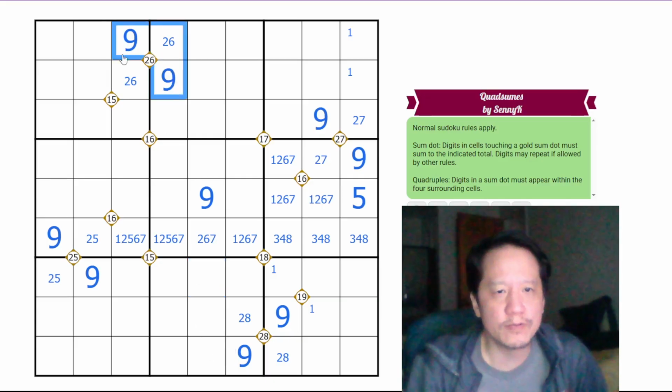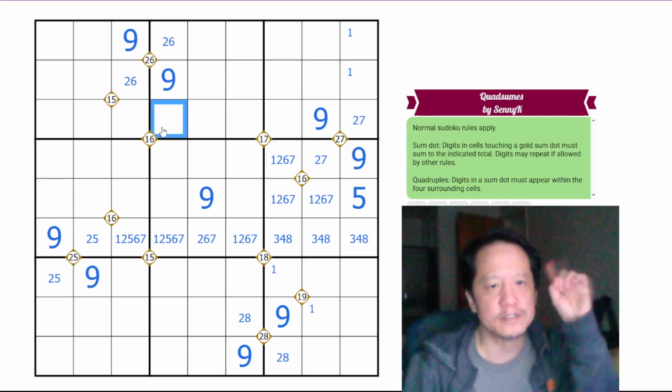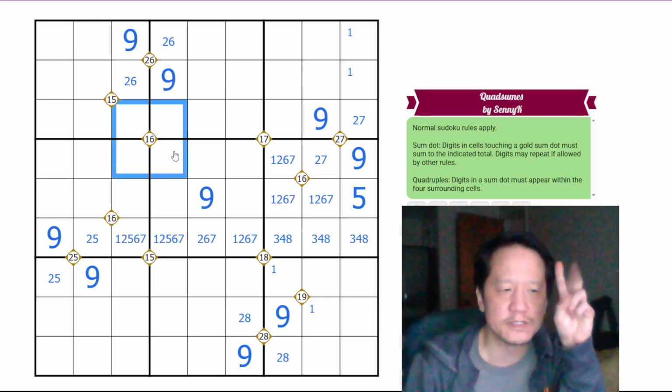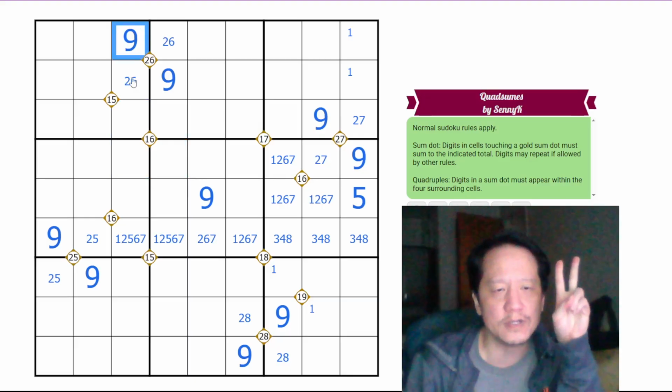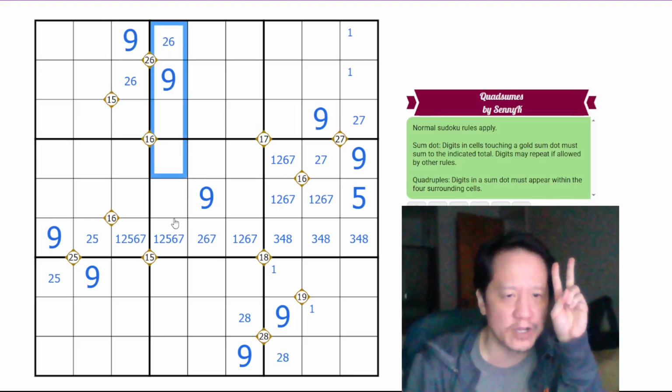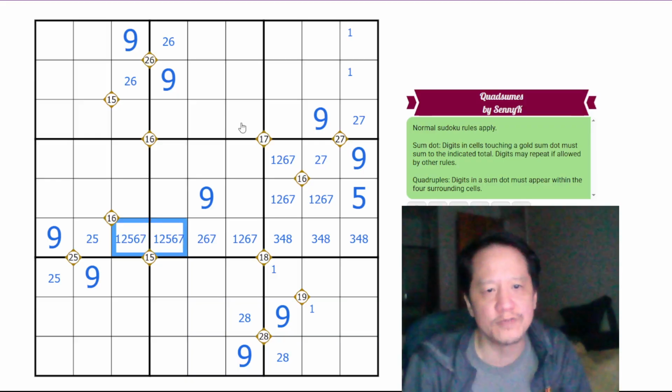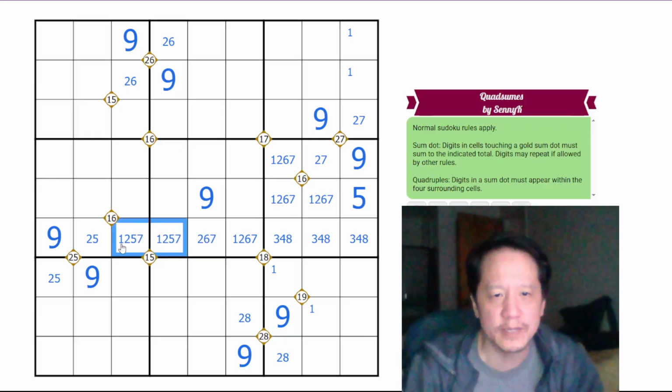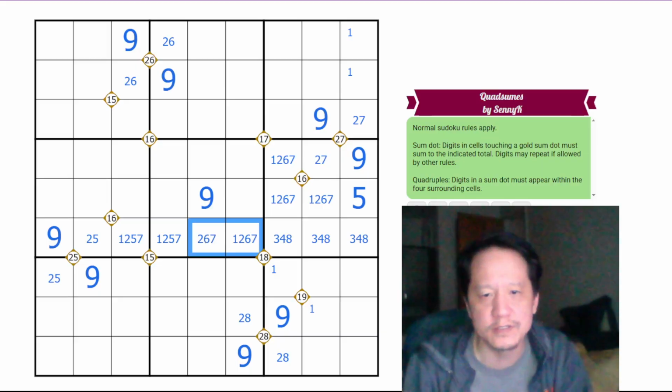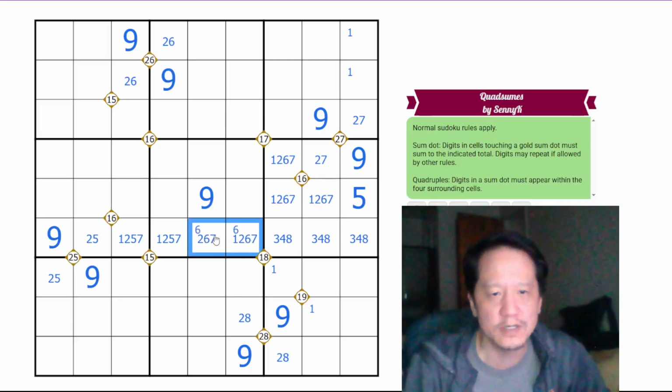Surrounding this quad, we have a guaranteed 6. So that's 2 guaranteed 6s in columns 3 and 4 already, which eliminates 6 in the rest of the column. So these can't be 6, which means we have a guaranteed 6 in row 6 here.